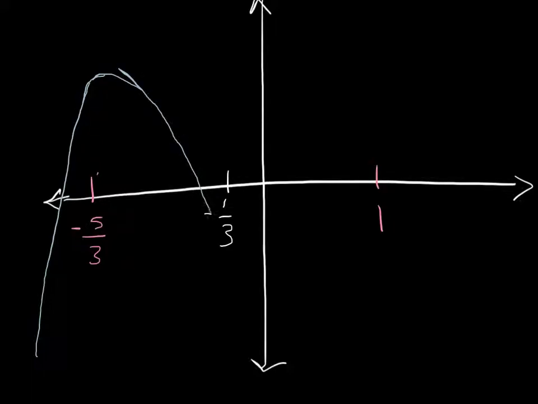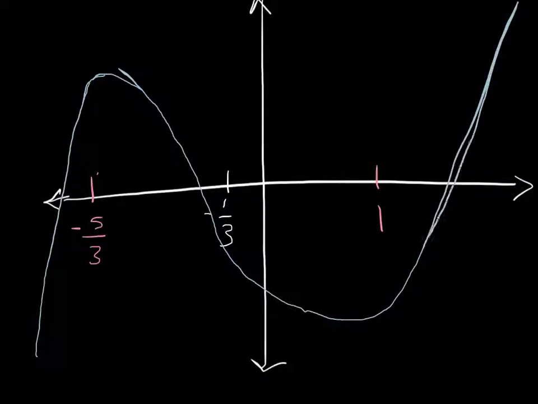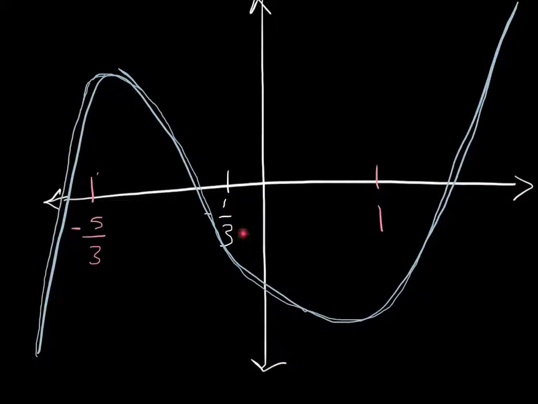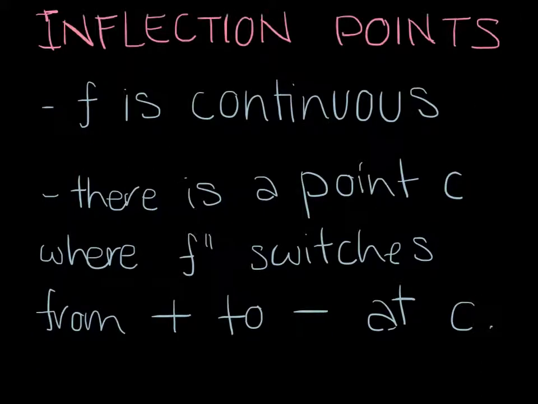However, at negative 1/3, the graph switches to being concave up, and then at 1, from falling to rising. So we can determine that the graph switches concavity at negative 1/3 with the patterns that we determined from the first derivative test. Where the second derivative switches from negative to positive, that is called an inflection point, and these occur when f is continuous and there is a point c where f prime prime switches from positive to negative or negative to positive at that c.